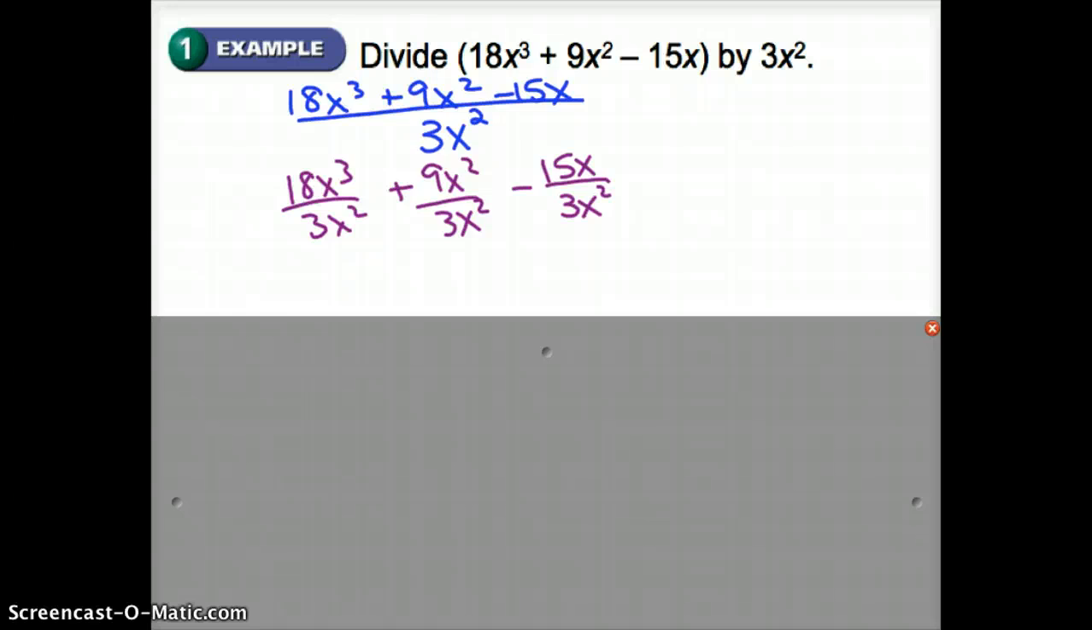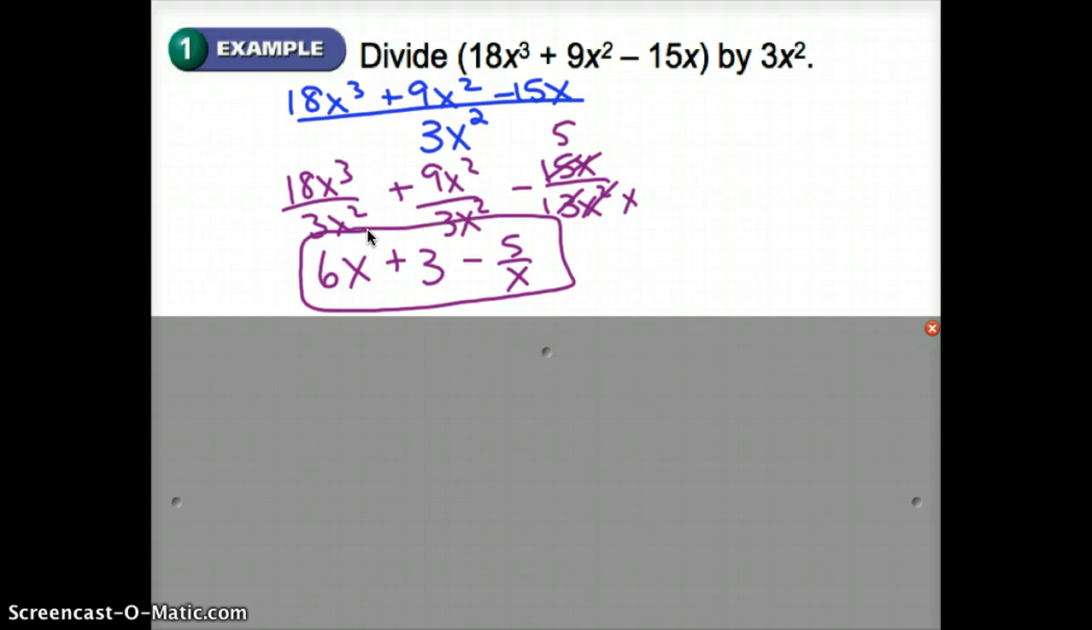So 18x cubed over 3x squared, that's 6x. 9x squared over 3x squared, that's just 3. 15x over 3x, if you factored that out, that's going to be a 5 and a 1, that's like a regular 1 and an x. So it's going to be minus 5 over x. And that would be the simplified form of that polynomial divided by the monomial.